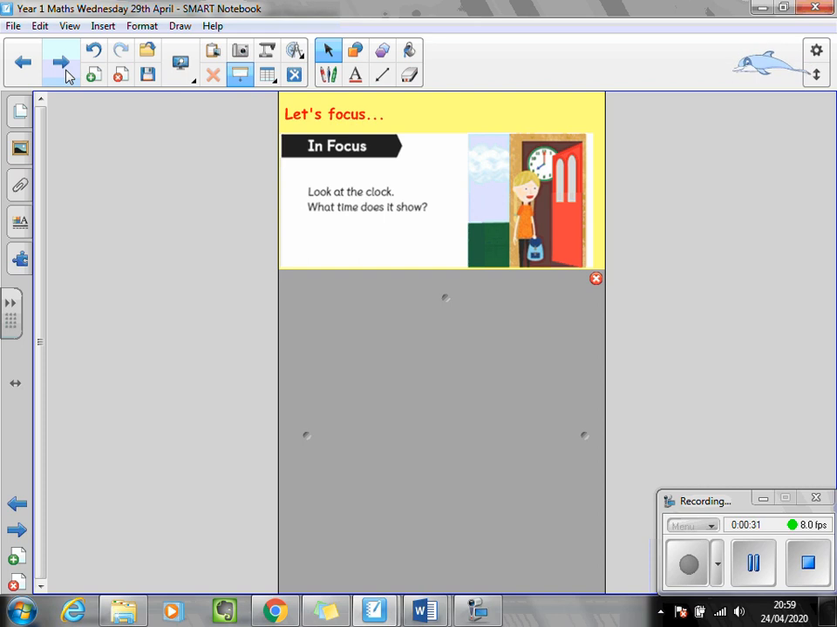Let's start by looking at the Enfocus task. Have a look at the clock in the picture. What time does it show? Talk to an adult, talk to an older brother or sister about what time you think that clock shows. Think about why we have the red hand and the blue hand. And maybe use some of the clues in the picture, thinking about what the girl might be doing. Is she on her way out somewhere, or is she on her way back somewhere? Pause the video to have a chat.